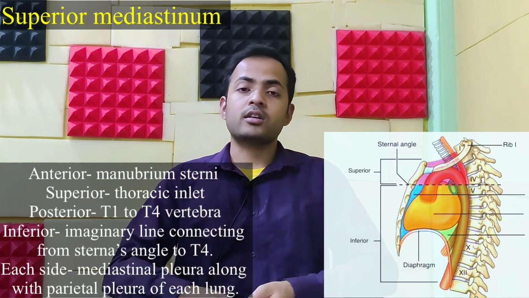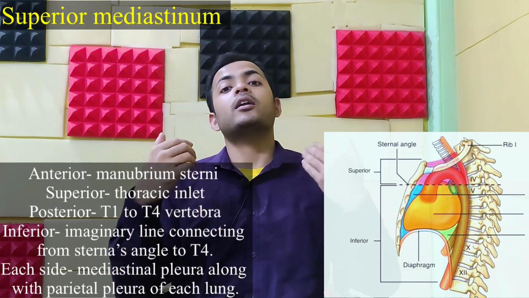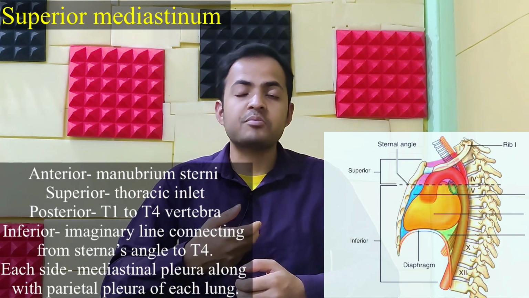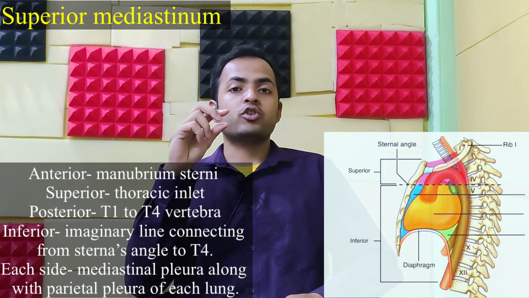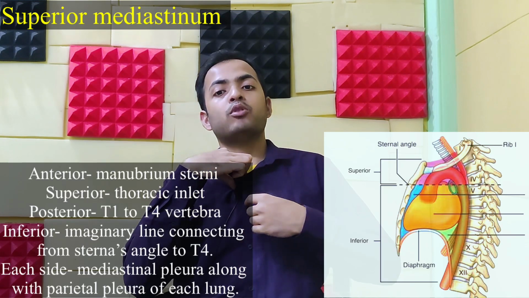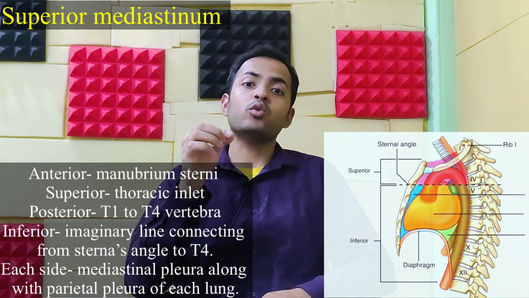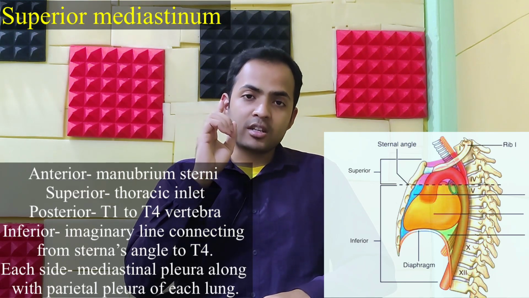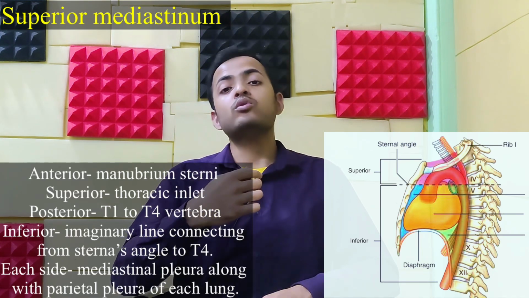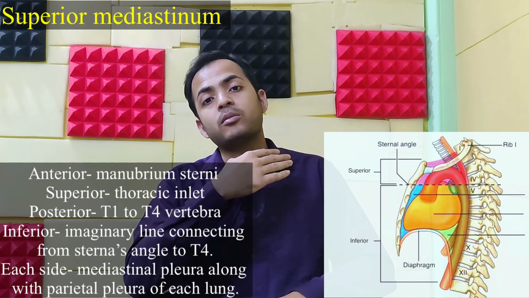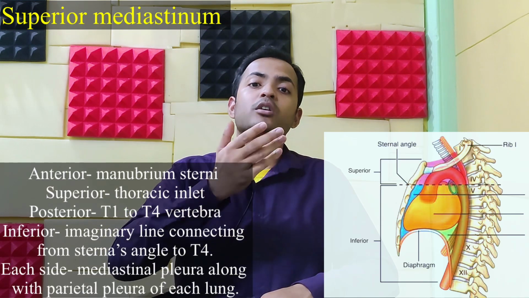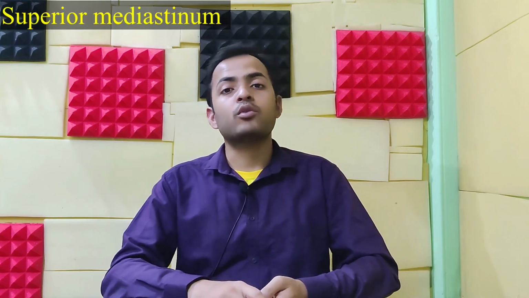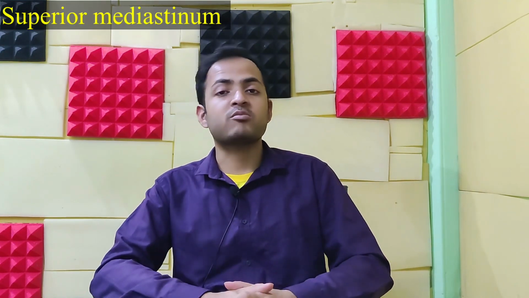Now, on each side it is covered by the mediastinal pleura along with the parietal pleura of the lungs, and inferiorly it is bounded by, see, I told you in the sternum part that at the joint between the manubrium sterni and the body of the sternum there is a little bit of an angle, we call it the angle of Lewis. Now an imaginary line from the angle of Lewis to T4, the fourth thoracic vertebra, acts as the boundary of the inferior part of the superior mediastinum. One thing: this angle of Lewis is also known as the sternal angle. So whichever textbook you are following, don't confuse my words with your textbook words.